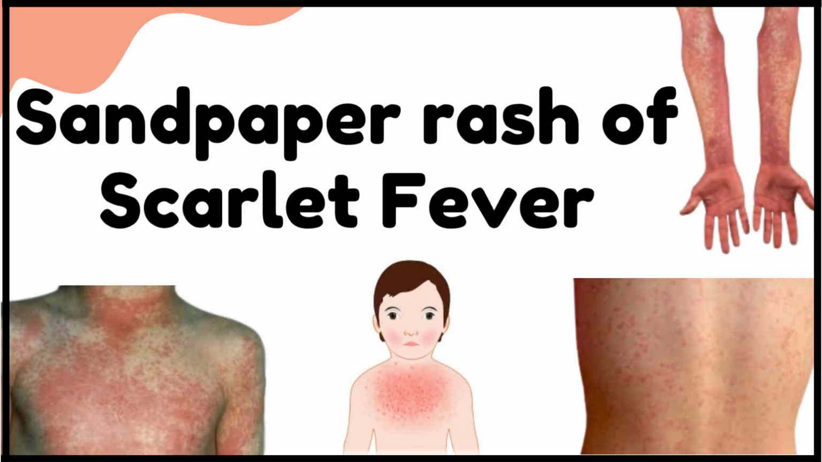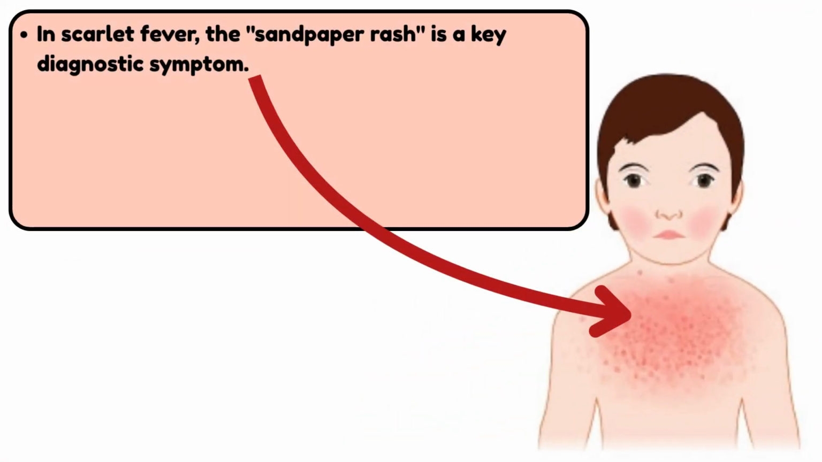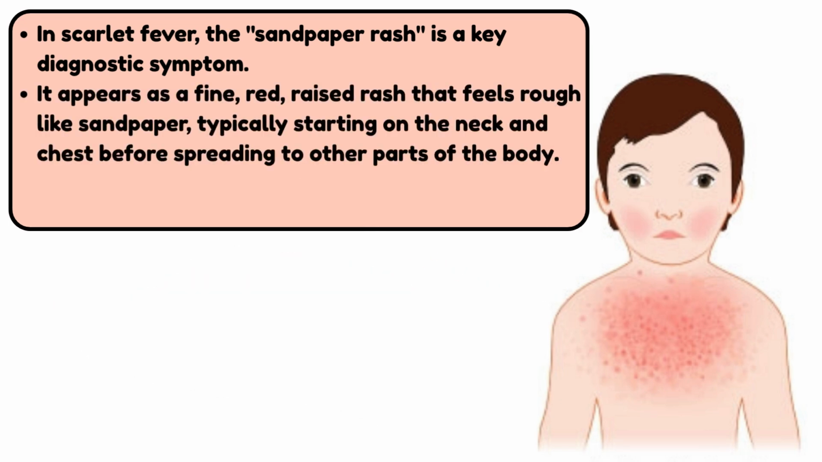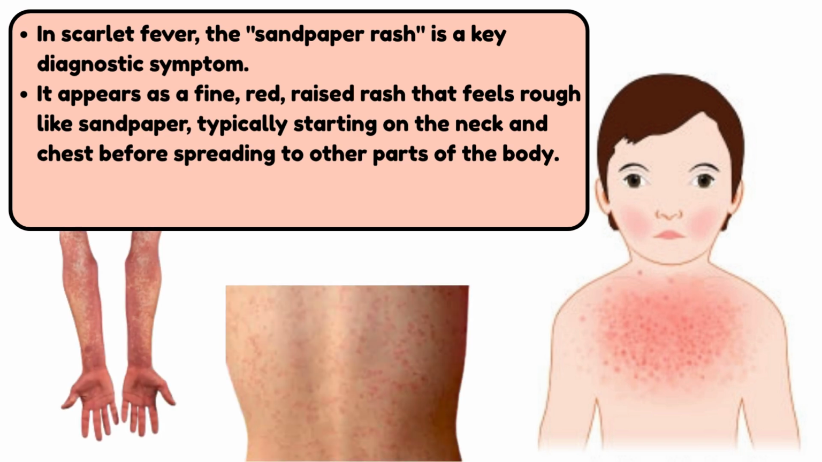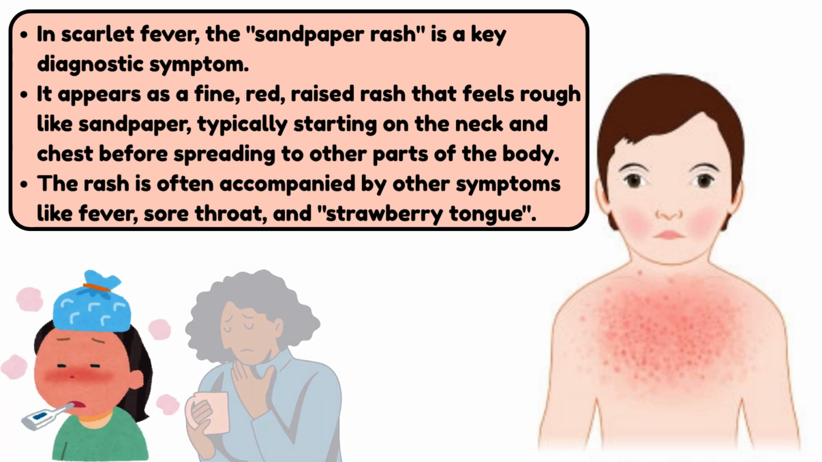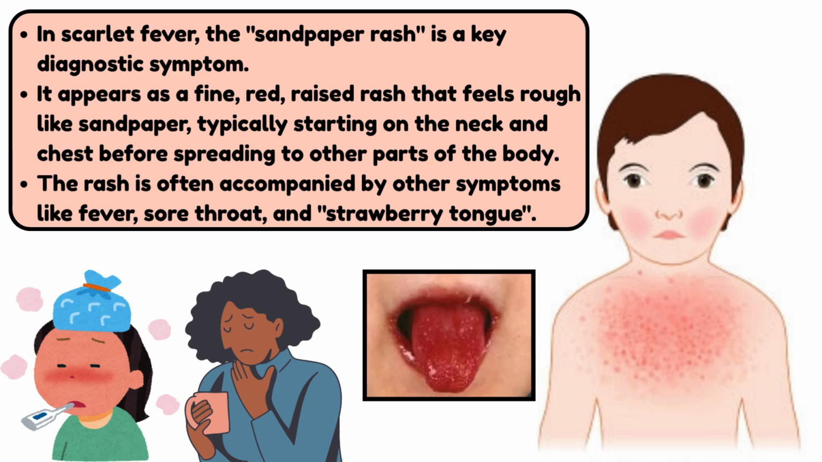What is the sandpaper rash of scarlet fever? In scarlet fever, the sandpaper rash is a key diagnostic symptom. It appears as a fine, red, raised rash that feels rough like sandpaper, typically starting on the neck and chest before spreading to other parts of the body. The rash is often accompanied by other symptoms like fever, sore throat, and strawberry tongue.